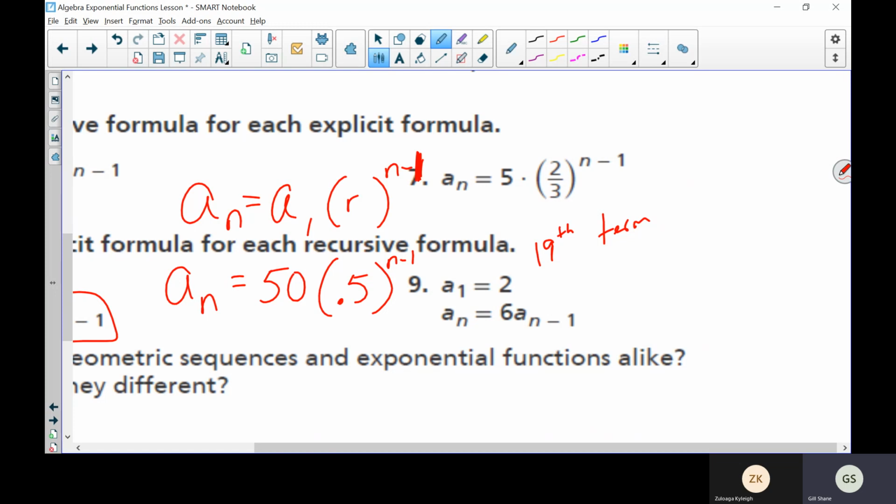Wherever you see n, 19. Remember, the 19th term just means n is 19. We went through that earlier. Remember the whole a sub n thing versus what is n versus a sub n? a sub n would be 19.